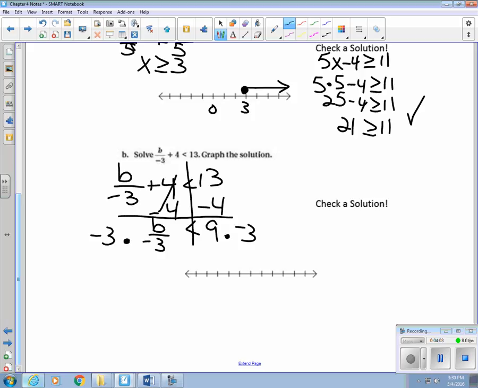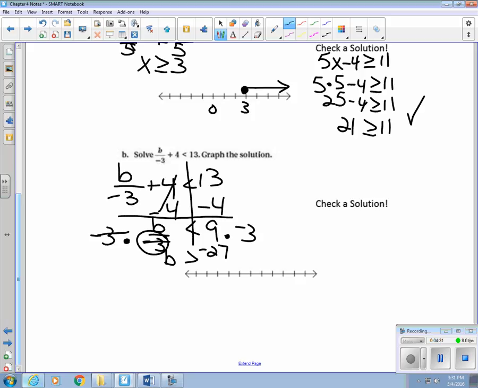Okay, the negative 3 being multiplied on this side with the negative 3 that is being divided is going to cancel out. But I noticed that I was dividing by a negative, which means I have to flip that inequality symbol. The negative 3's are going to cancel out because of multiplication and division. All I have left is b. 9 times negative 3 on the other side is negative 27. So my final answer is b is greater than negative 27.